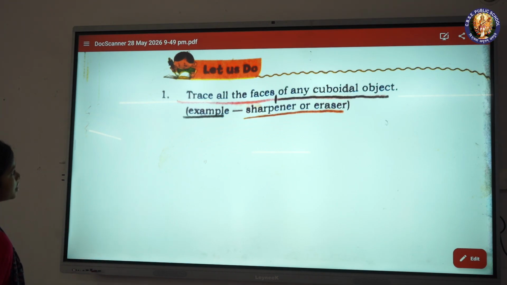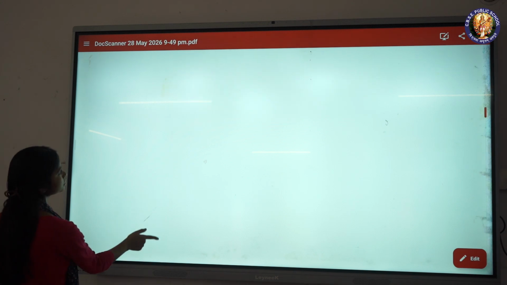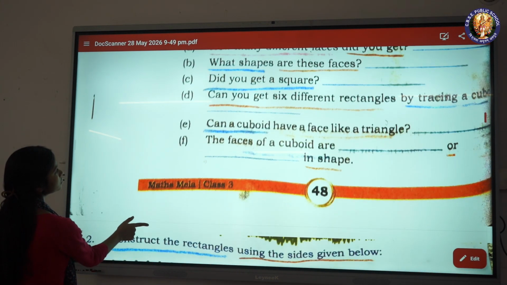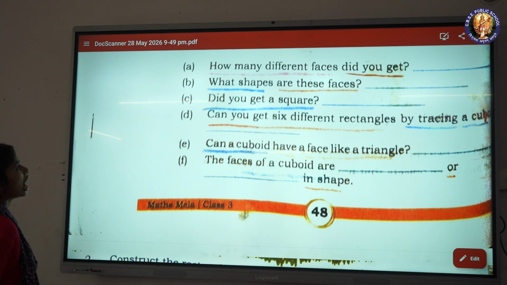Let us do. 1. Trace all the faces of any cuboidal object. Example, sharpener or eraser. A. How many different faces did you get? B. What shapes are these faces? C. Did you get a square?